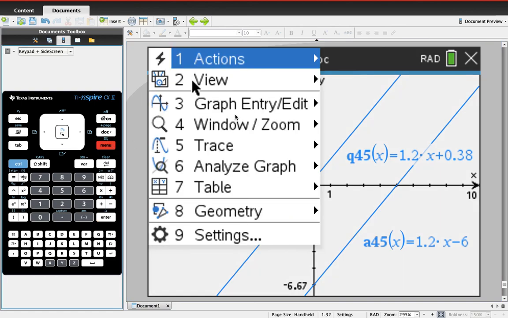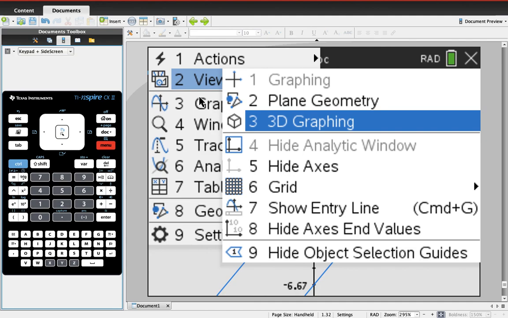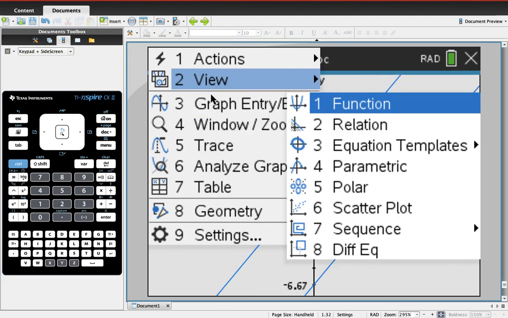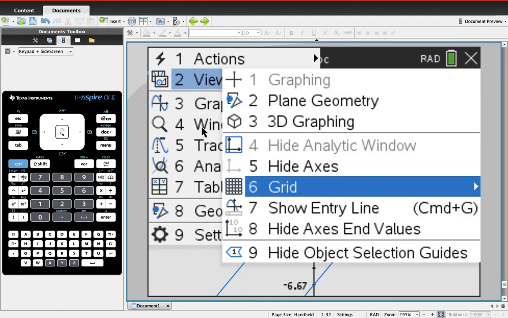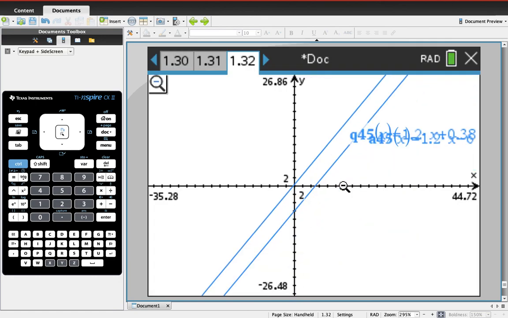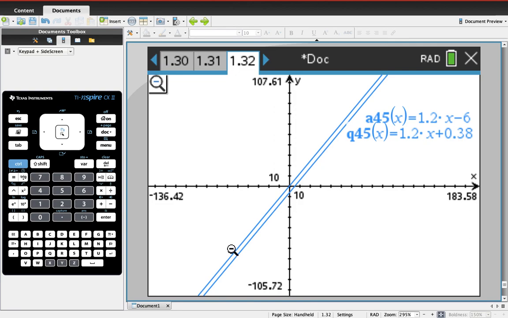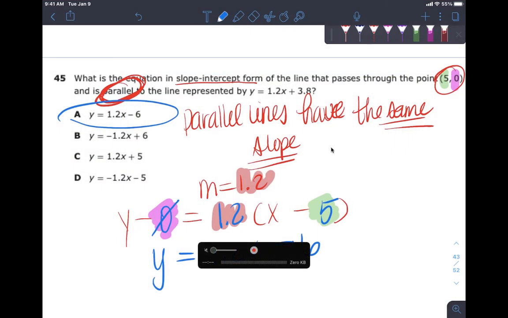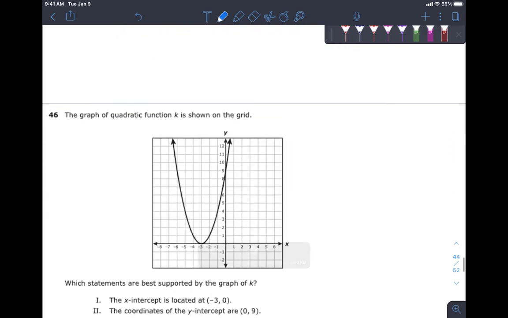Even if, let's go ahead and zoom out. Hold on. Come on now, computer. Okay, zoom out. And I'm just going to zoom out a couple times. Look at that. They're never going to touch no matter how far I zoom out. They might look like they're really close, but they will never, ever, ever touch. So I got this one correct. Let's look at the next one.